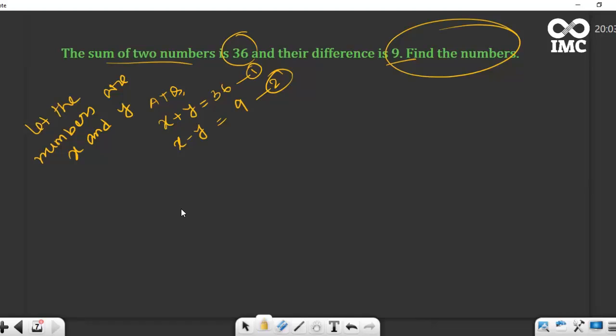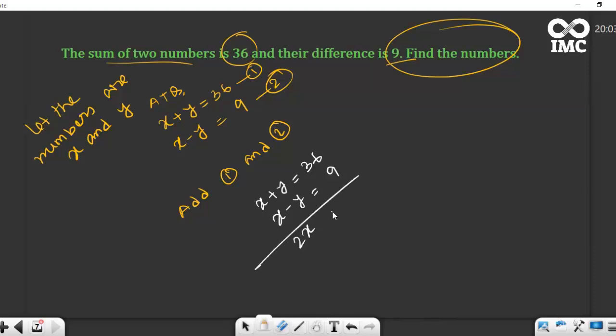So if we add equation 1 and 2, what will we get? We can write x plus y equal to 36 and x minus y equal to 9. After adding them, we will get 2x equal to 36 plus 9, which is 45. Now, what is the value of x? X will be 45 by 2. So, x will be 22 whole 1 by 2 or 22.5.